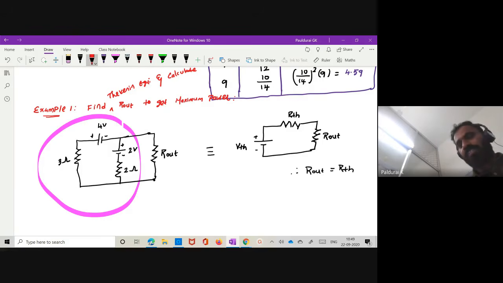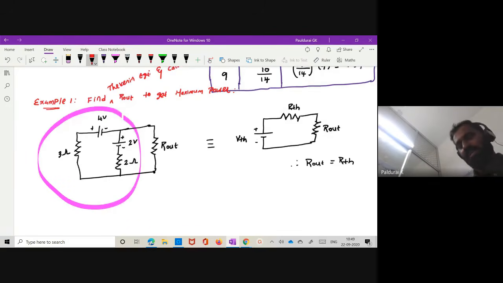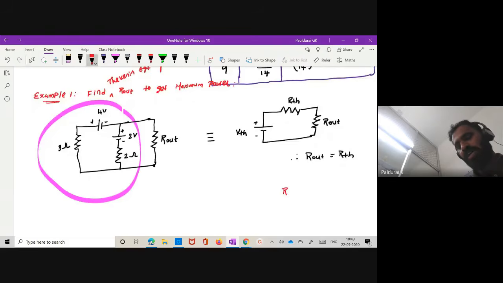What's the value for RTH? Which method will you follow, method 1 or method 2? My aim is to calculate RTH. As per method 2, RTH will be given by VTH divided by IN. This is by method 2. But method 1, you know the shortcut.